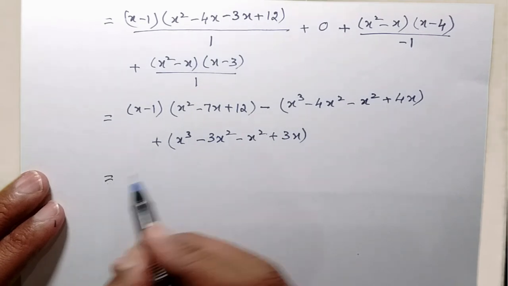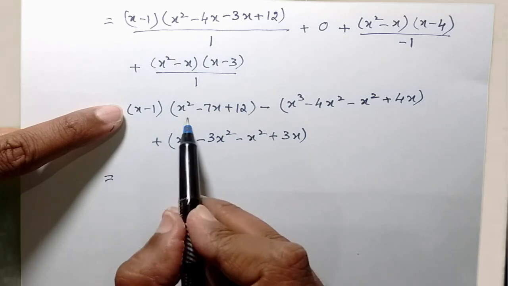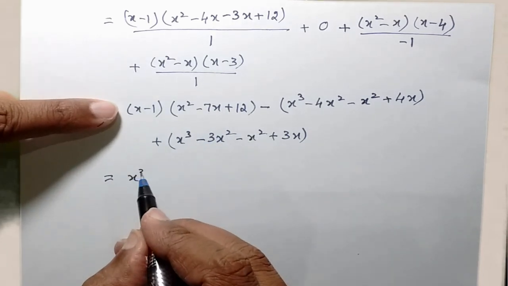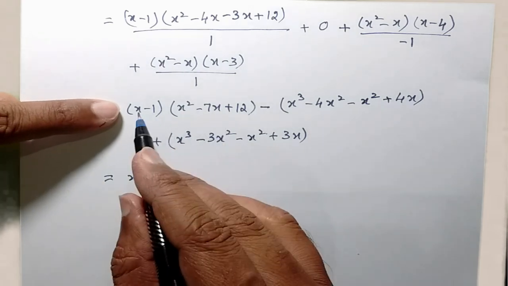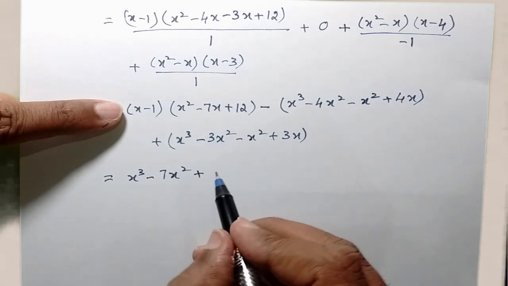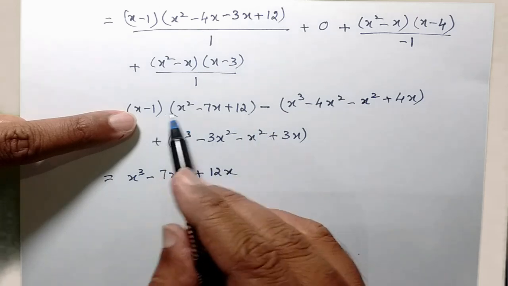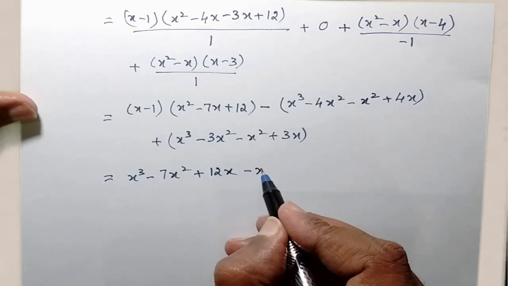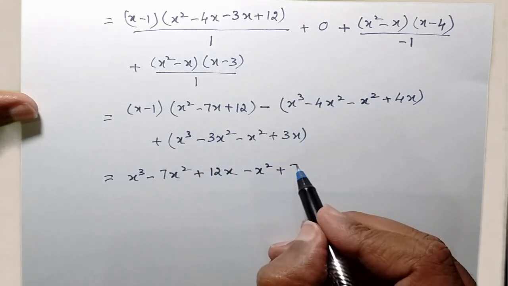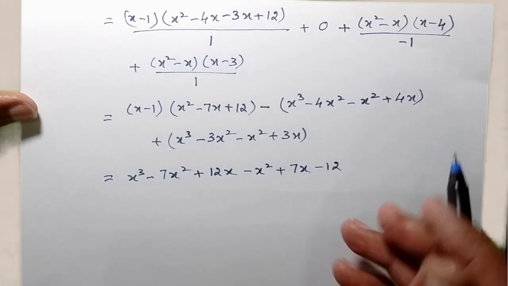Or further, if you try to simplify, you have to multiply this x minus 1 with this term. First with x I will multiply. x you have to multiply with all the terms. So x into x square will become x cube. Then minus 7x into x will be minus 7x square. Then plus 12 into x will be 12x. Then you have minus 1 to be multiplied. So minus 1 into x square will be minus x square. So minus of minus will become plus. 1 into 7x will be 7x. Then minus into plus will be minus 12.